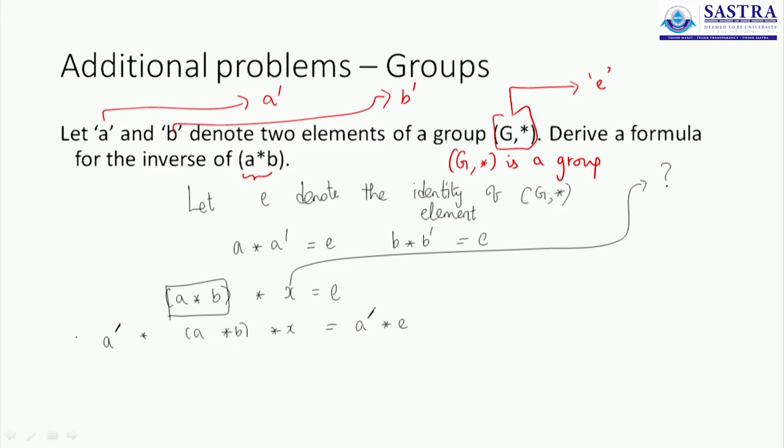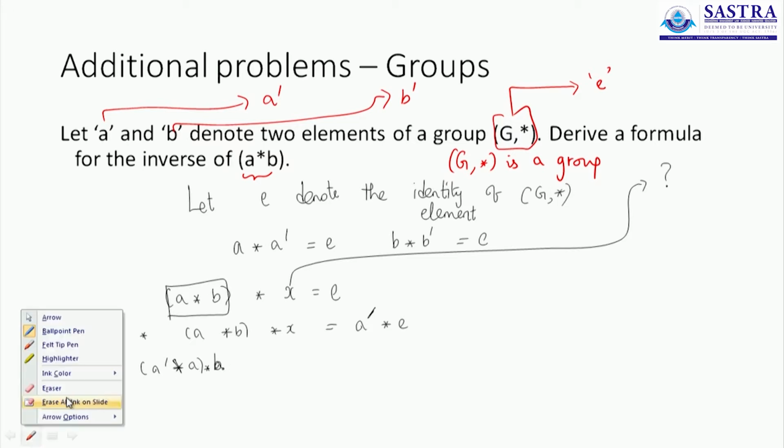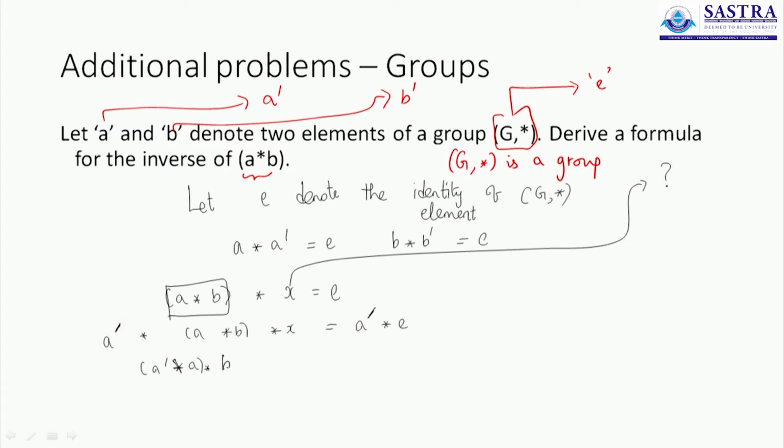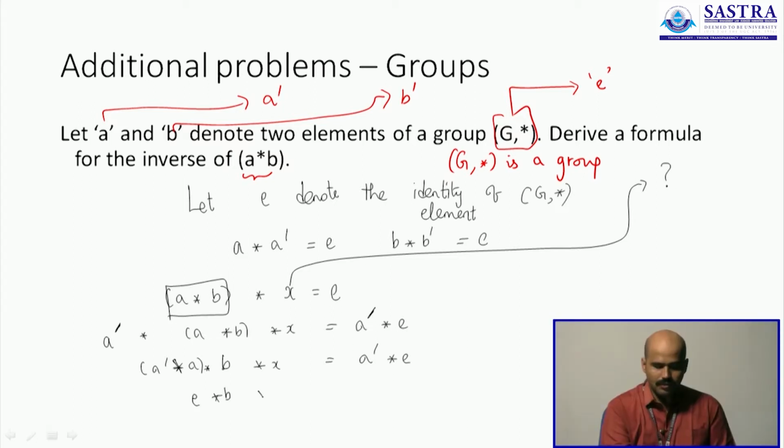Now, by using the associative property, I can shuffle the brackets so that I have A inverse, A dash and A operated first, and the result being operated with B, because that's what the associative property stated. And then I have X here. On the right I have only A dash and E. Now, by the definition of the identity element and how it is connected with the inverse element, this result is going to give me E. E star B star X is going to give me A dash star E.